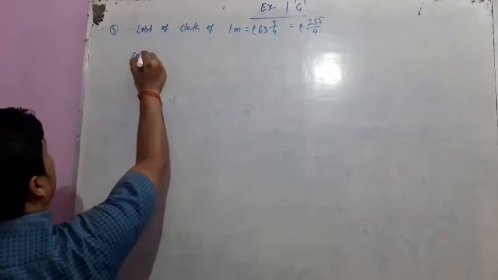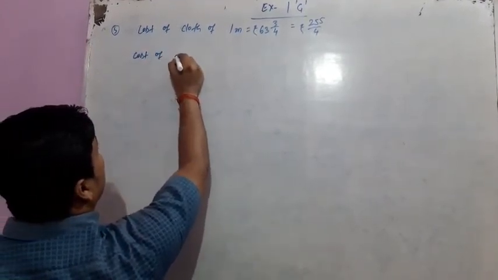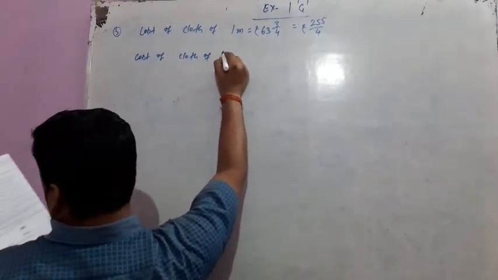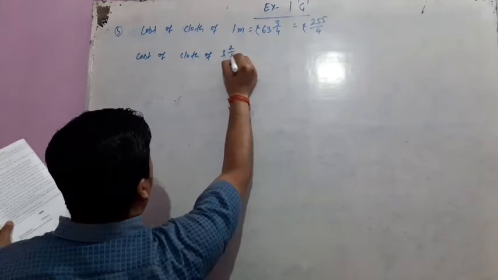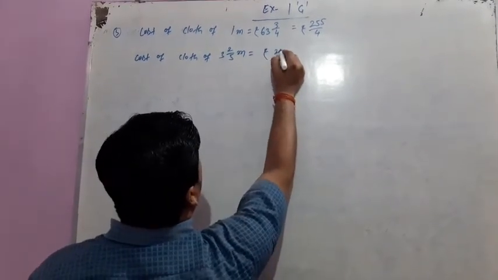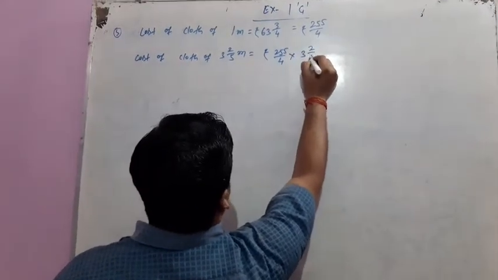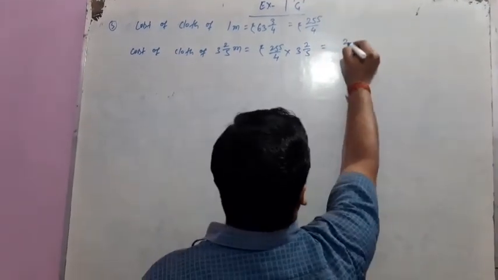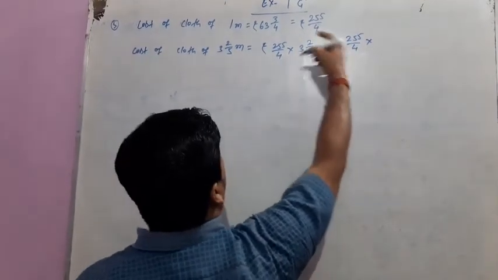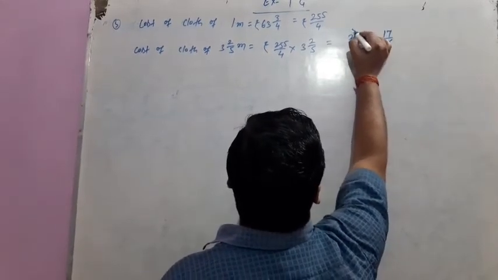Therefore, cost of cloth of 3 whole 2 by 5 meter is equal to 255 by 4 into 3 whole 2 by 5. That is 255 by 4 into 3 fives are 15 and 2 is 17 by 5. With 5, 51 times.